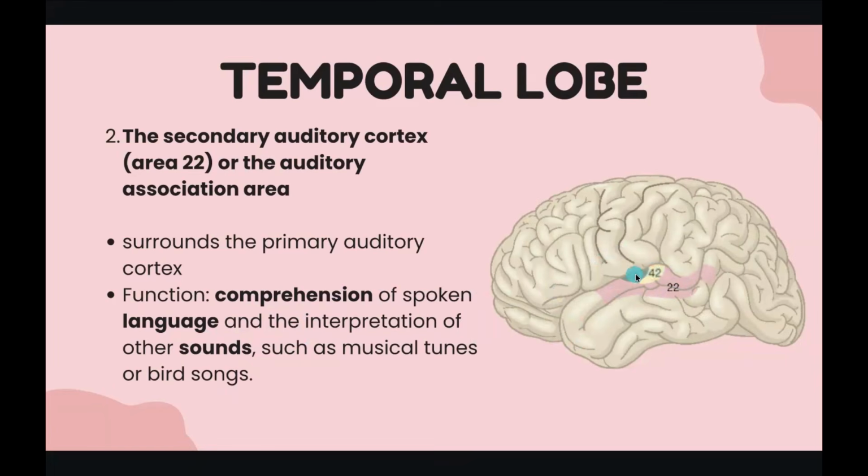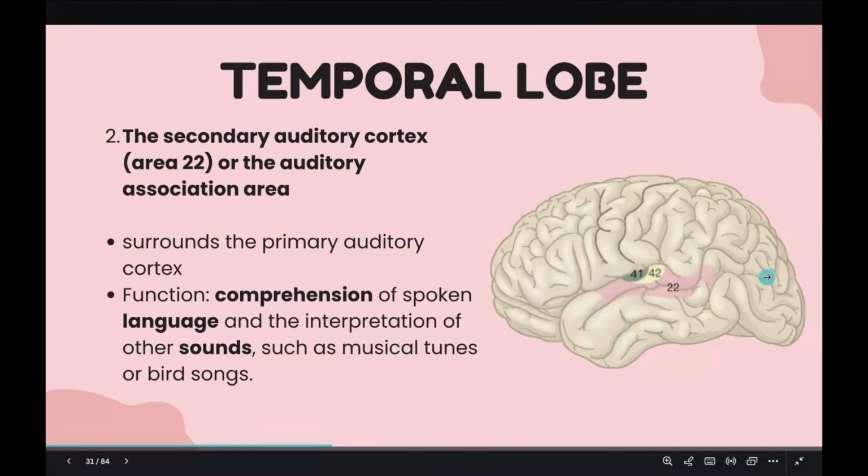So as we said, 41 and 42, I told you guys the temporal lobe, I'm sorry, has to do not only with auditory sensations and hearing. No, it also has to do with comprehending. Why? Because after you have heard all the sounds and all the language, you need to interpret it. You need to comprehend it. So comprehending the spoken language that you heard and interpreting it, as well as other sounds such as musical tunes and bird songs and whatnot, is all in this area, the secondary auditory cortex.